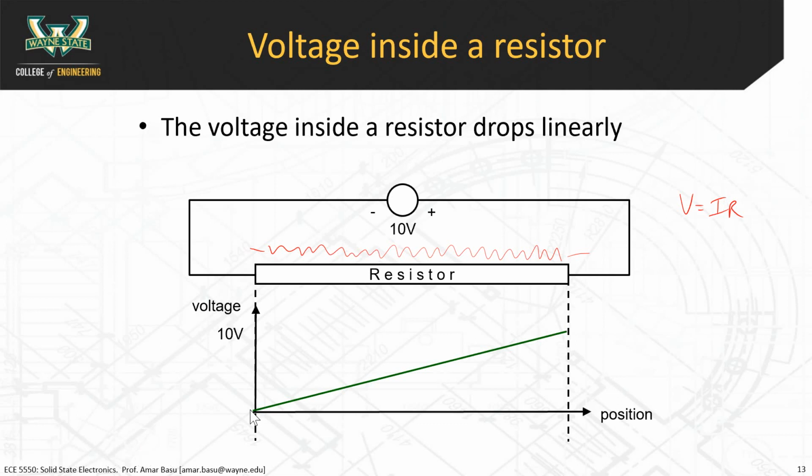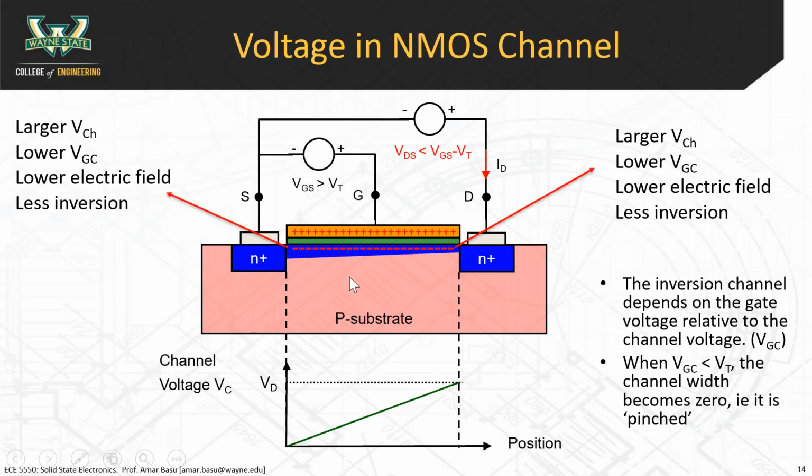So what we have to do is we have to think about the MOSFET, the channel, the inversion channel. We have to think about that inversion channel as being a resistor. So within the NMOS channel, this section here that I'm highlighting with my mouse is a resistor.